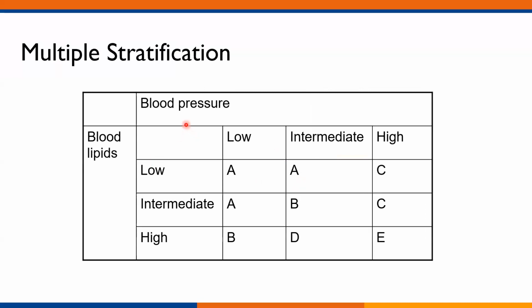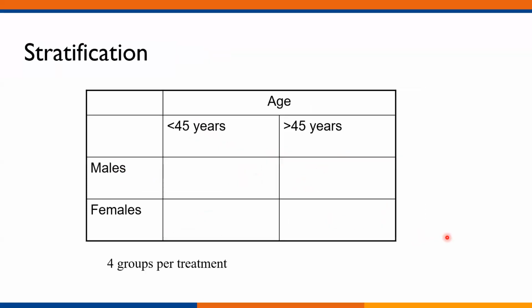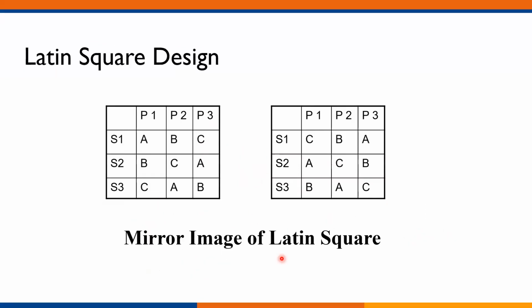So you have blood pressure: low, intermediate, high; blood lipids: low, intermediate, high. So you can have a combination like this. So 3 square or 3 cube design, you have 27 possibilities over here. So other stratification like male and female, age less than 45 and more than 45. Again, the groupings and the stratification can be made.